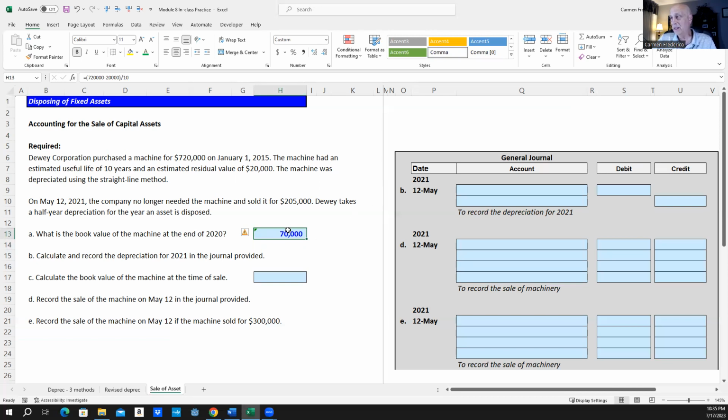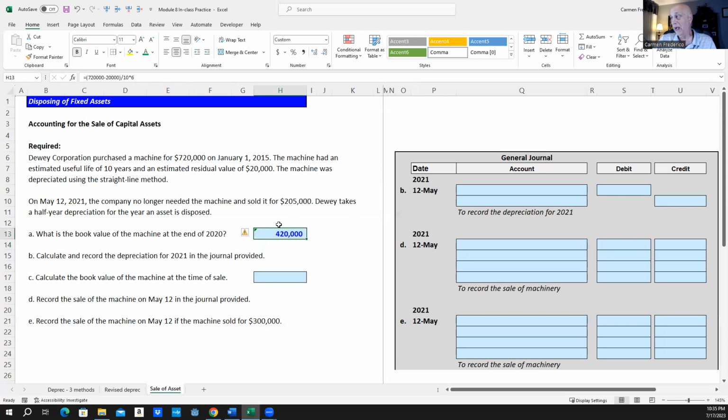How many years did they depreciate this asset for? So we're going to multiply it by the number of years. So 2015, 16, 17, 18, 19, and 20. 6 years of depreciation. So there's $420,000 of depreciation.